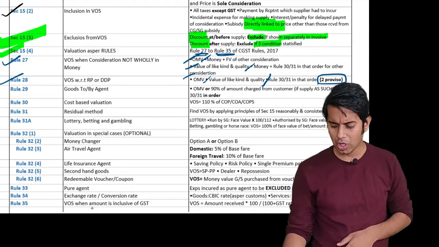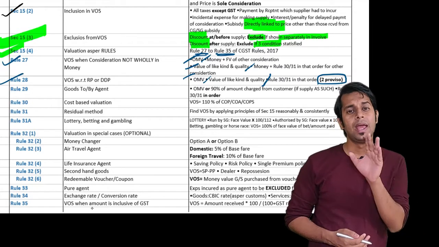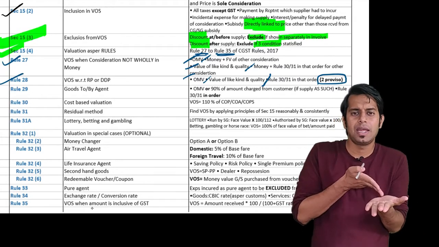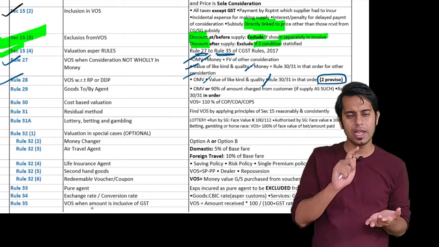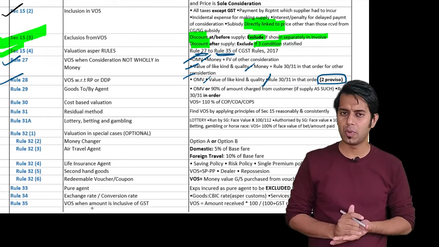Then what is proviso number 2, sir? Proviso number 2 is telling the value declared in the invoice can be taken as value of supply. That is, the declared value can be taken as value of supply if the recipient is eligible for full input tax credit.